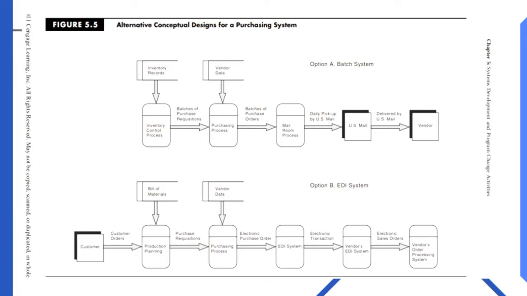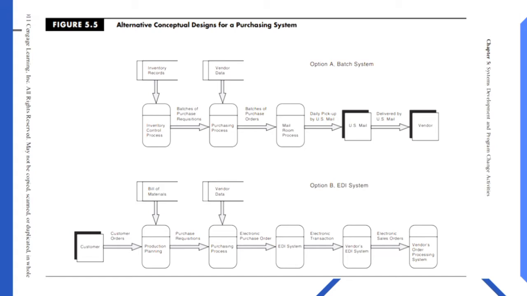Next is the figure 5.5, Alternative Conceptual Designs for a Purchasing System. As you can see in figure 5.5, it has two alternative conceptual designs for a purchasing system. Option A, batch system, and option B, EDI system. Though this system lacked the details needed to implement the system, for instance, not including the database record structure, processing details, specific control techniques, formats for input screens and source documents, and output report formats. However, this design possesses sufficient detail to demonstrate how the two systems are conceptually different in their functions.